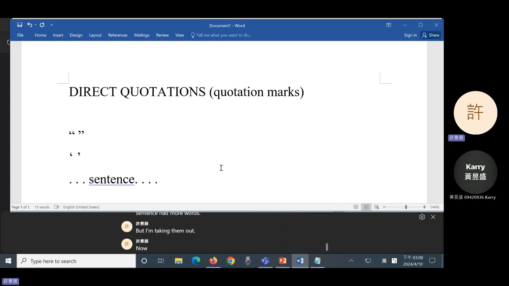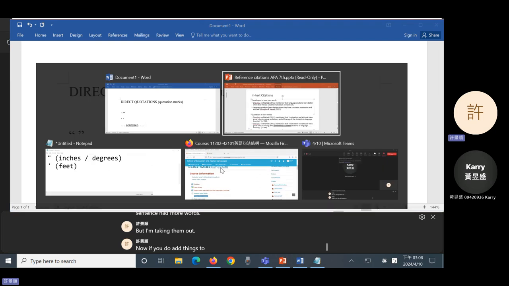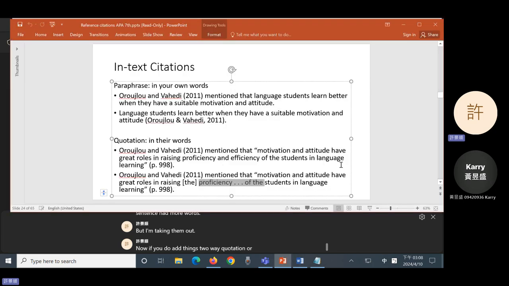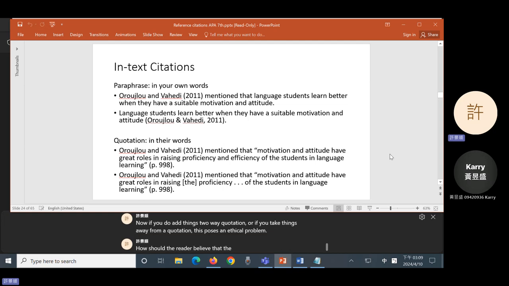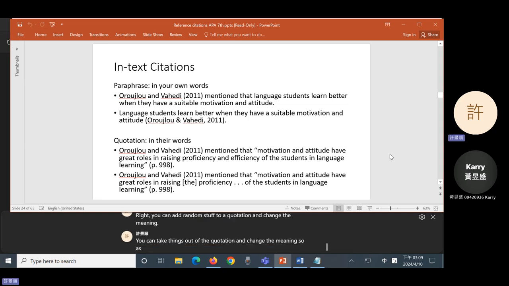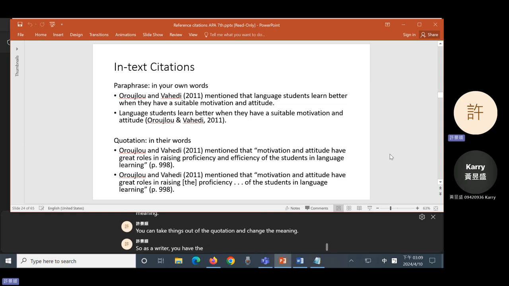Now, if you do add things to a quotation, or if you take things away from a quotation, this poses an ethical problem. How should the reader believe that the meaning is the same? Right? You can add random stuff to a quotation and change the meaning. You can take things out of the quotation and change the meaning. So as a writer, you have the responsibility to make sure that the meaning is the same.